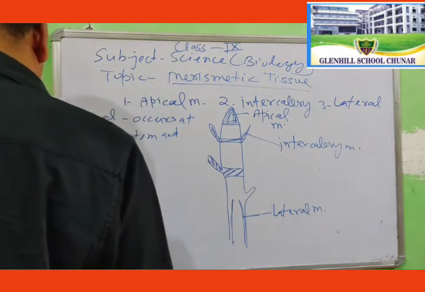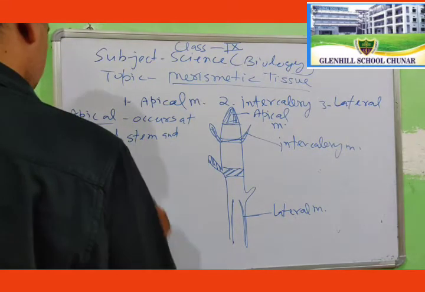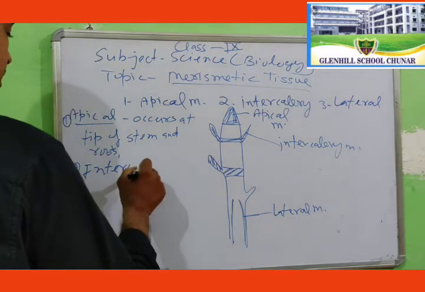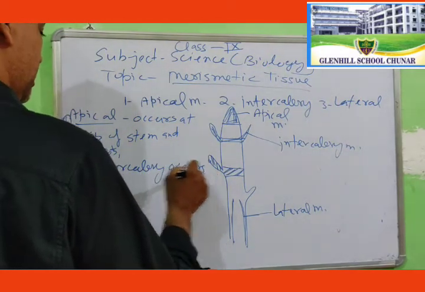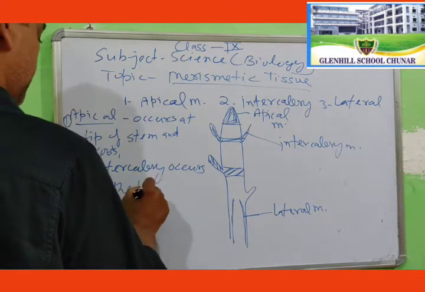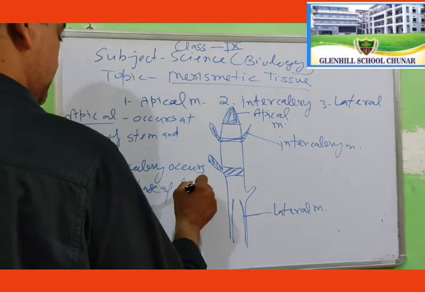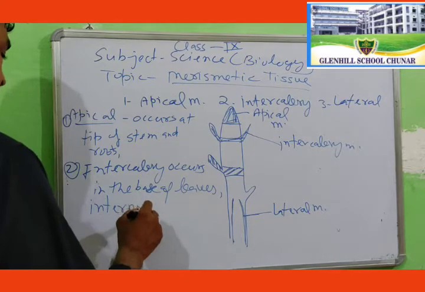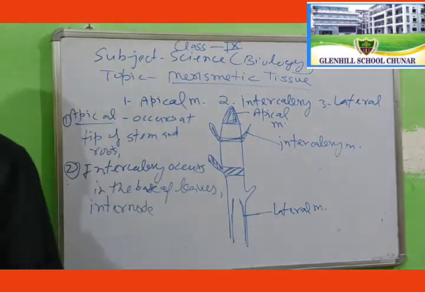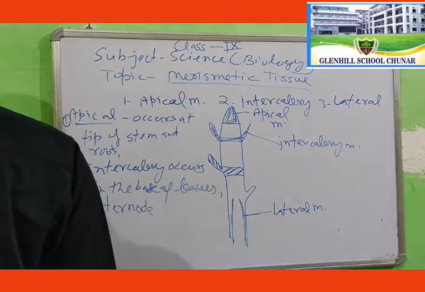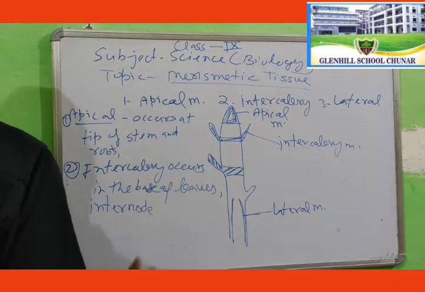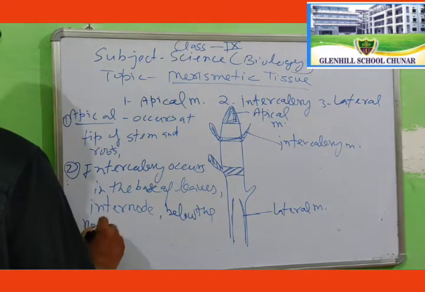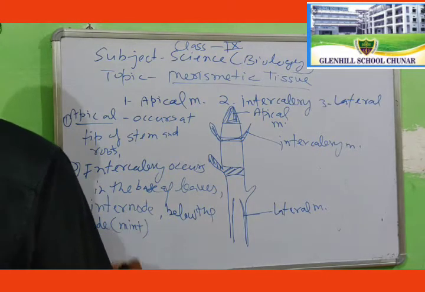Intercalary is in an intermediate position, in the base of the leaves. Intercalary occurs in the base of leaves, in the internode, below the node, like in mint.